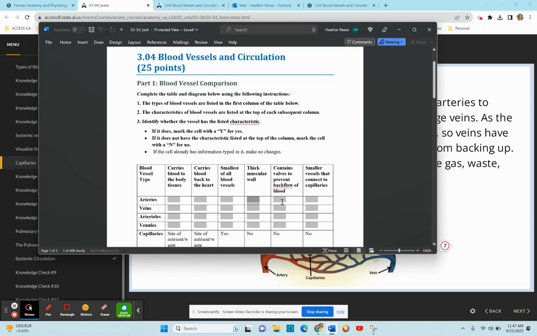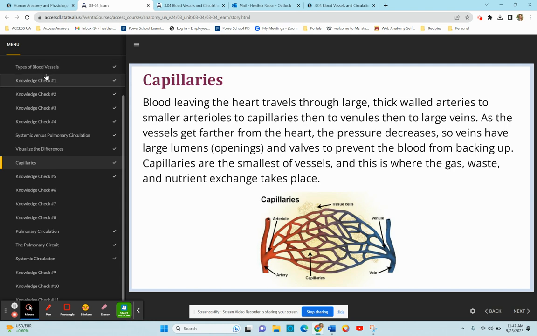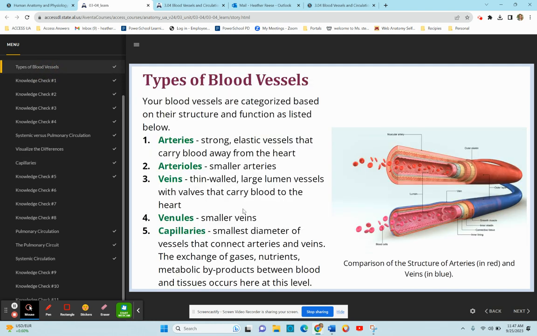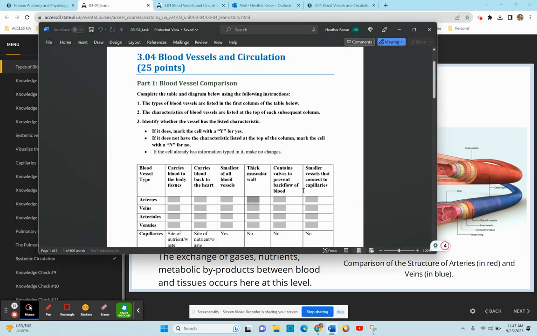Does it contain valves to prevent backflow of blood? No, but I understand why this one can be a little bit confusing because it doesn't specifically say that, but it does for veins. Veins have valves that carry blood to the heart. It just doesn't list it for arteries. So we just assume no because it didn't tell us that it does. It told us that veins do, but arteries don't. So that one would be no.